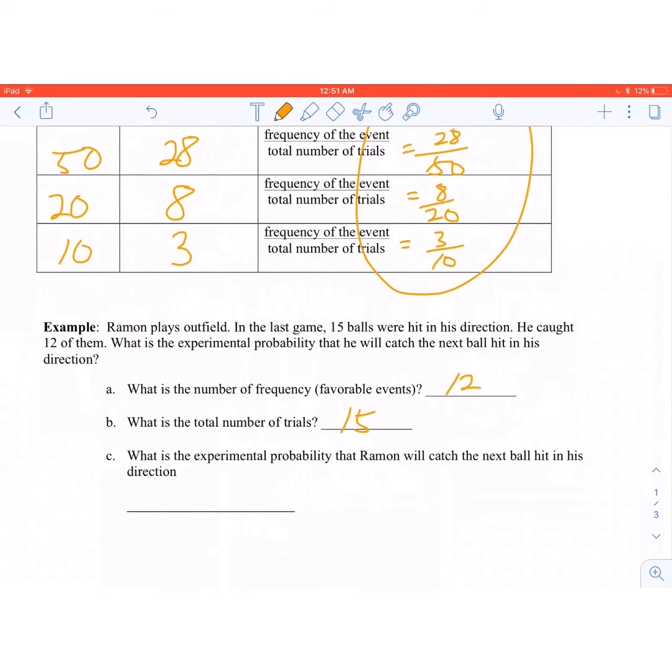So the experimental probability of him catching the next ball, to make a prediction, would be 12 out of 15. 12 out of 15 can be simplified, so 3 goes into all of them. That will be an 80% chance. Is it definitely going to be an 80% chance? No. It's just a prediction using the probability that we collected. And that's it.